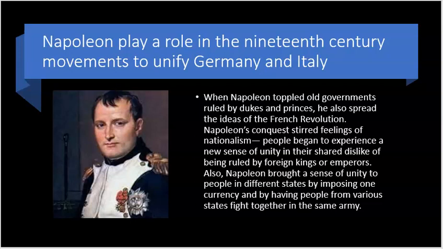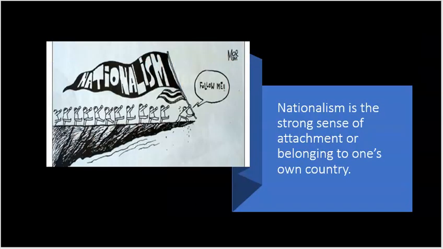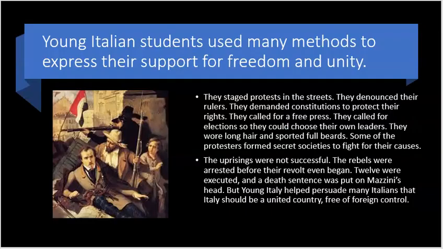When Napoleon toppled old governments ruled by dukes and princes, he also spread the ideas of the French Revolution. Napoleon's conquest stirred feelings of nationalism. People began to experience a new sense of unity in their shared dislike of being ruled by foreign kings or emperors. Also, Napoleon brought a sense of unity to people in different states by imposing one currency and by having people from various states fight together in the same army. Nationalism is a strong sense of attachment or belonging to one's own country.